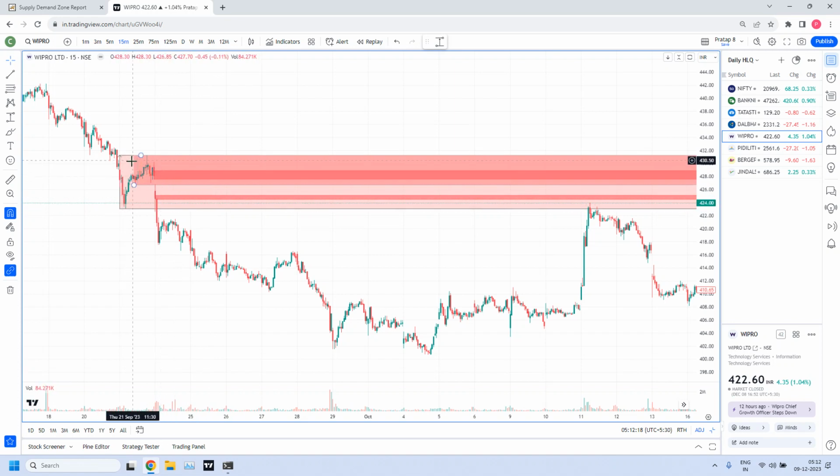Inside daily, we have 75. Inside 75, we have 15 minutes. Inside 15 minutes, we have 5 minutes. That way, we will fine tune. And finally, we take our trade at the 5 minutes level when prices enter into that 5 minutes, and we are confirming that 5 minutes is having a lot of liquidity. That is what high liquidity means.